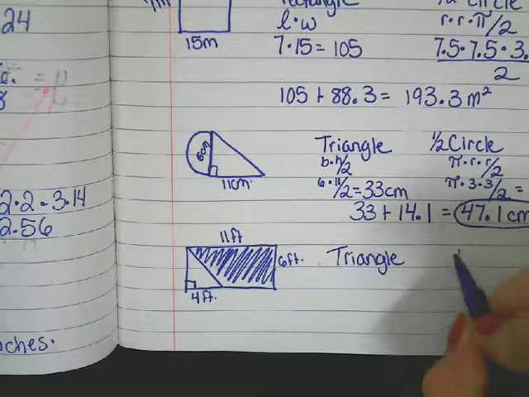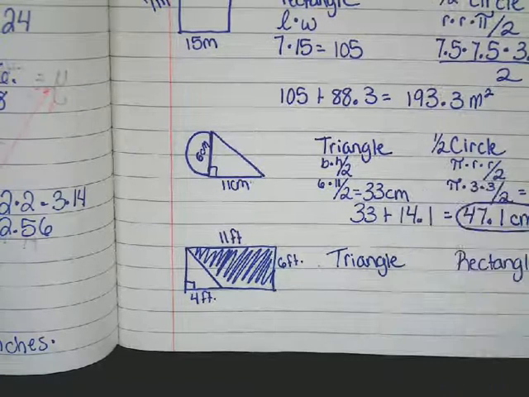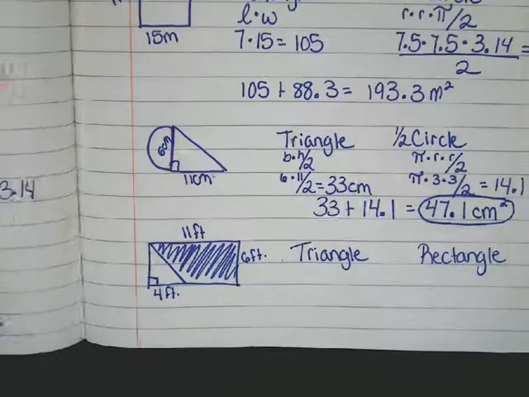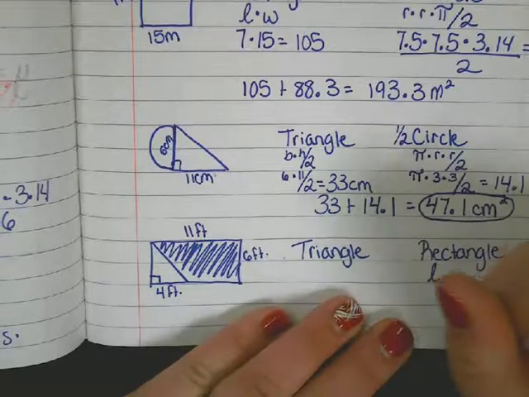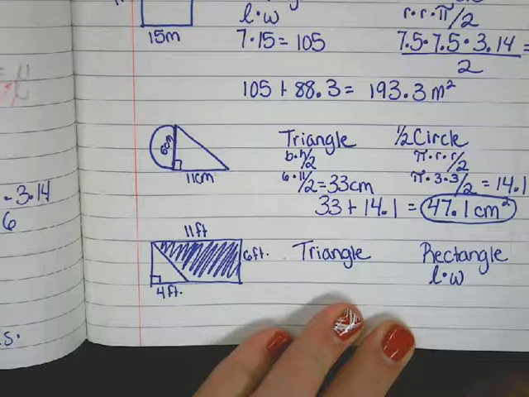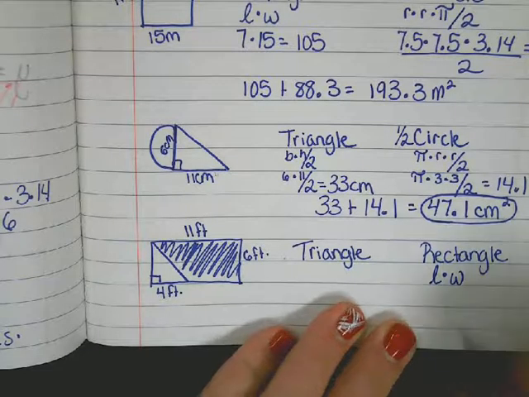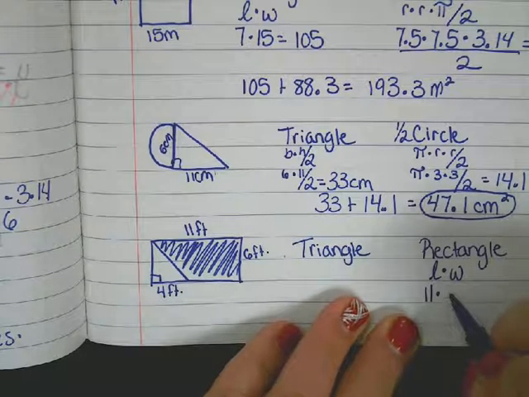So let's start with the rectangle. How do I find the area of a rectangle? Length times width. So what is my length? 11. What's my width? 6. So 11 times 6 is 66 feet. Okay, right?